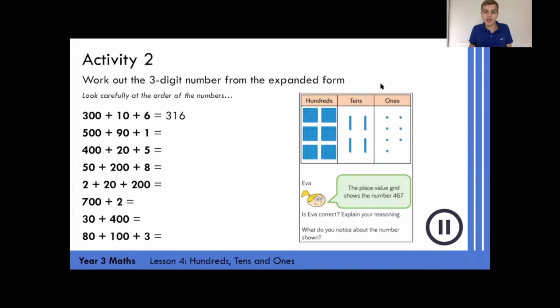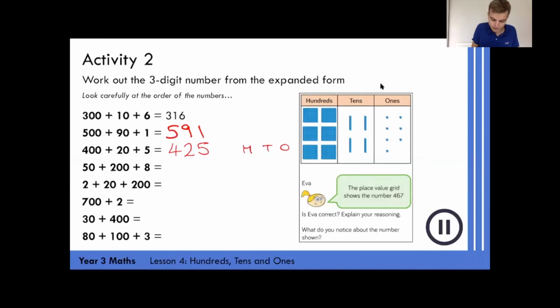Fantastic. Well done, everybody. Hopefully you've had a go at these. Let's go through the answers all together then. So 500, add 90, add 1. I know I need 5 hundreds, 9 tens, and 1 one. 591. 425. I need 4 hundreds, 2 tens, and 5 ones. 425.